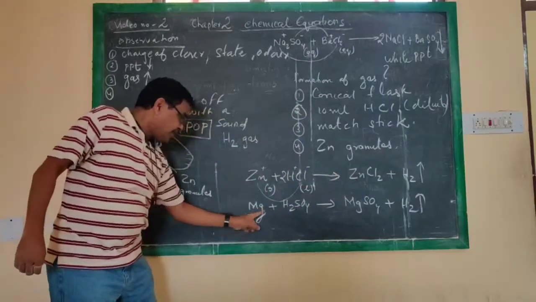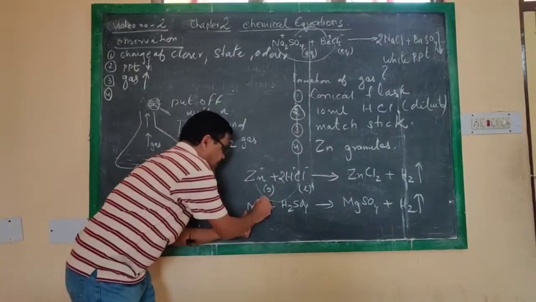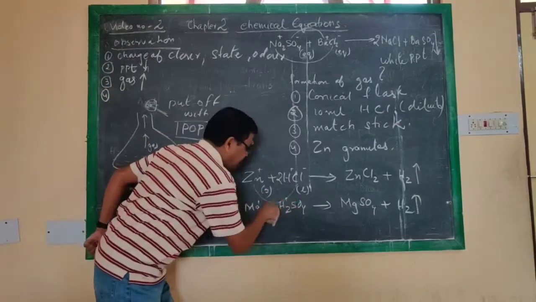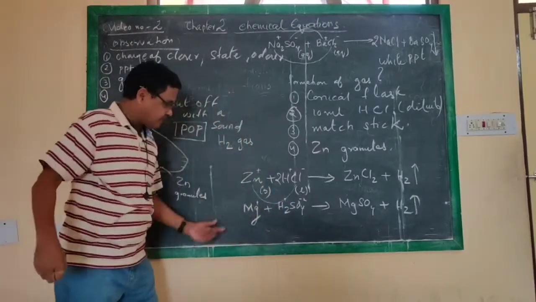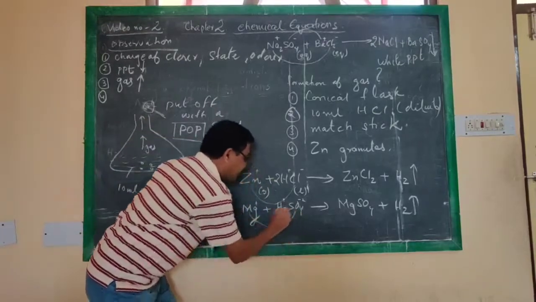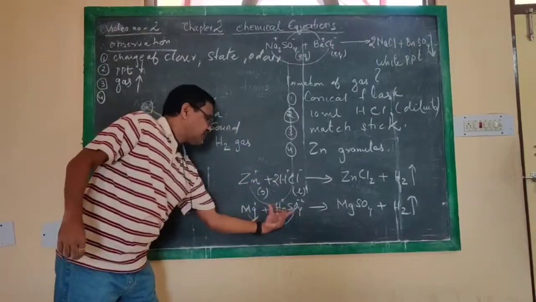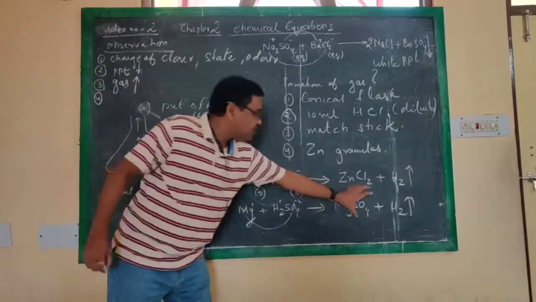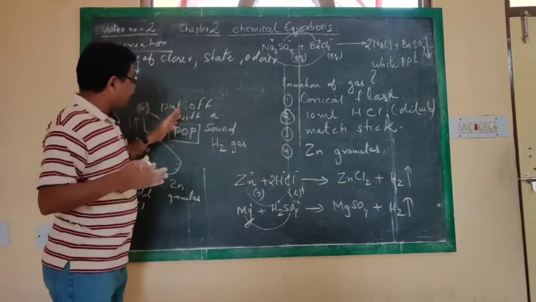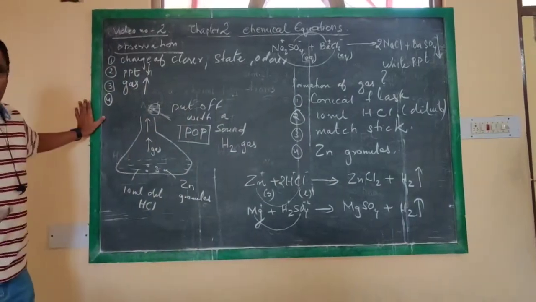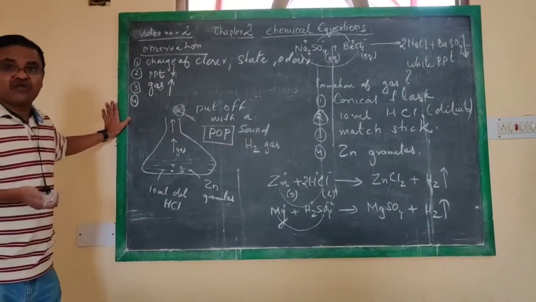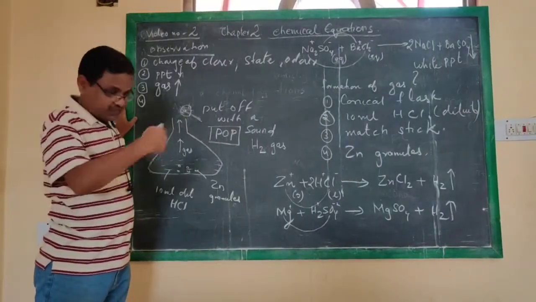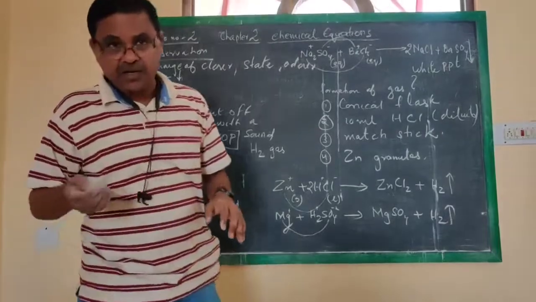Here also same thing, magnesium is a metal, carries positive charge, 2 plus. Here hydrogen is positive, sulfate is -2. Magnesium and sulfate will come and join, make a reaction and form magnesium sulfate, and hydrogen gas is liberated. So this is the end of this activity 2. Further we will go with the types of chemical equations, coming up after some time.